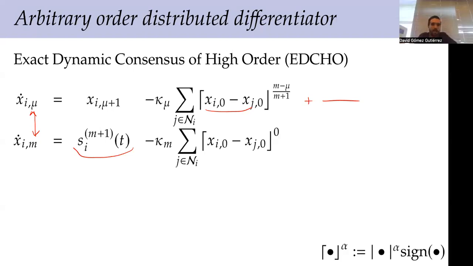Will they bias the derivative or will it be rejected? I mean, suppose you have 100 nodes and one is misbehaving, right?